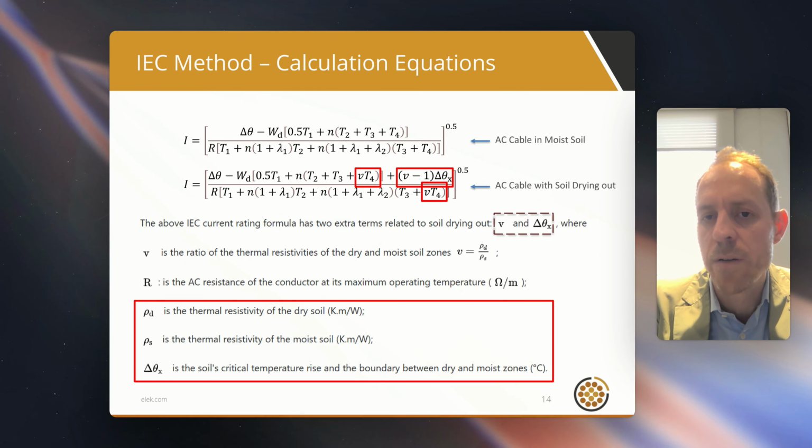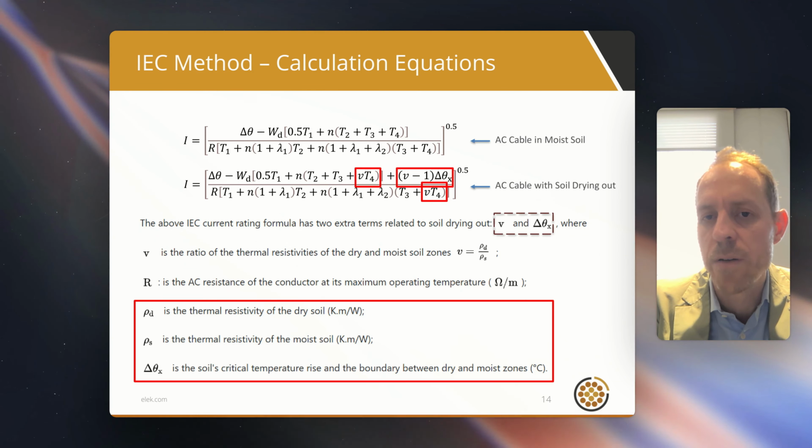The German standard VDE 0276-1000 does provide a simple equation for calculating the critical temperature rise or critical temperature limit for soil drying. The good thing is that it incorporates load factors, so it does consider cyclic loading. We have implemented this method in our software.